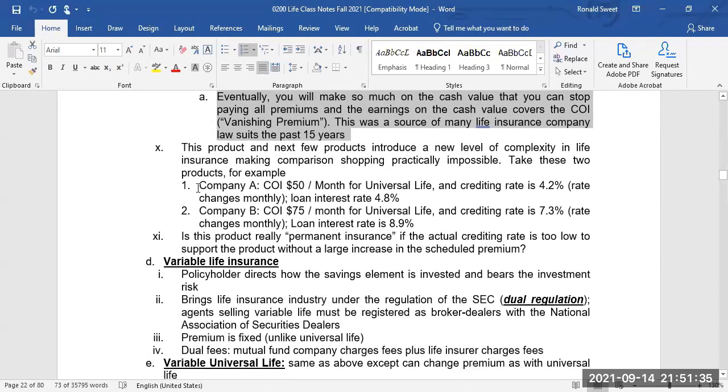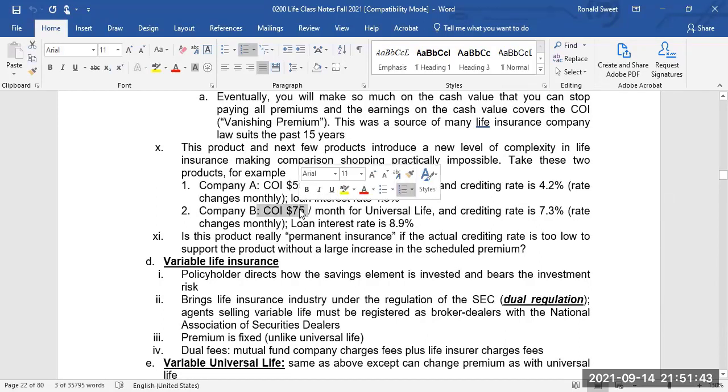So what do you pick between A and B? Company A, their cost of insurance is $50 a month. Company B, their cost of insurance is $75 a month. Which company do you pick? Well, based on cost of insurance, go with company A. Company A pays a rate of 4.2%. Company B is paying 7.3%. Now, which company do you pick?